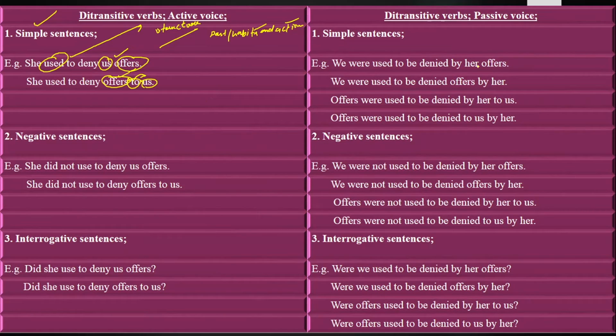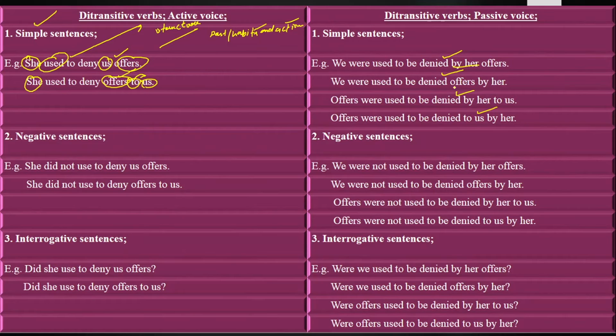In passive voice there are four ways to change them. We were used to be denied offers by her. We were used to be denied offers by us, and offers were used to be denied by her to us, and offers were used to be denied to us by her. Over there, these are the four ways to change them. Now see, when you bring your subject, the doer of an action, in the place of the object, like by her or here.